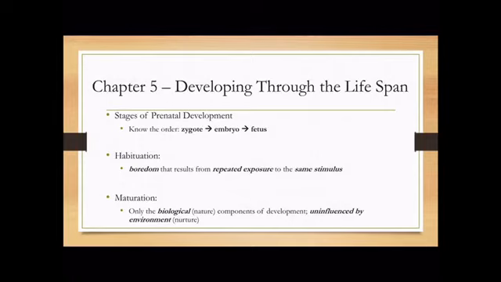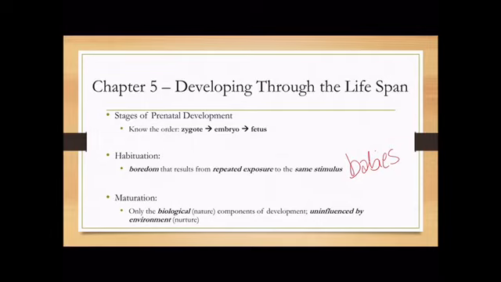So, stages of prenatal development, just know the order: zygote, embryo, fetus. Know that habituation is boredom that happens when you're repeatedly exposed to the same stimulus. And usually when we're talking about habituation, we're talking about babies. When they see the same picture or the same toy over and over again, they start to pay less attention to it. They get bored. That's habituation.